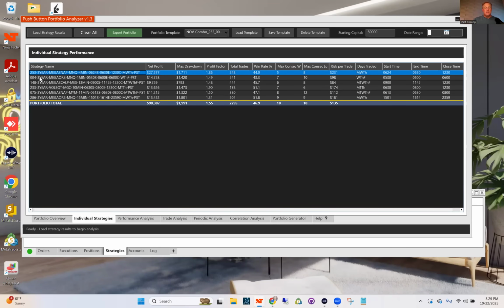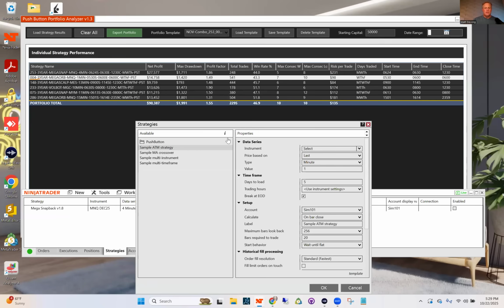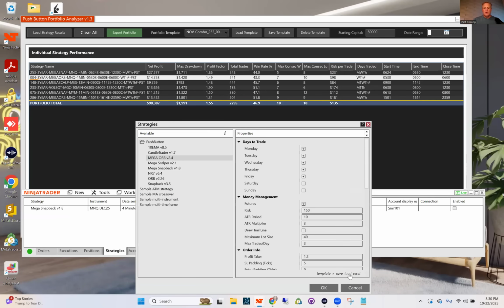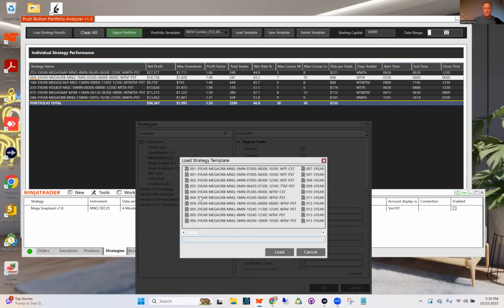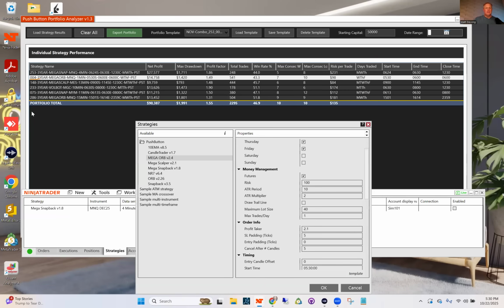And so essentially you can go in here, and you'll see this is the 004 strategy. So I'm going to literally go in here. We're going to go to new strategy. We're going to go to mega orb. I'm going to go down to load this template and we're going to go to 004 right here. Boom, 004 load. And here are the settings.